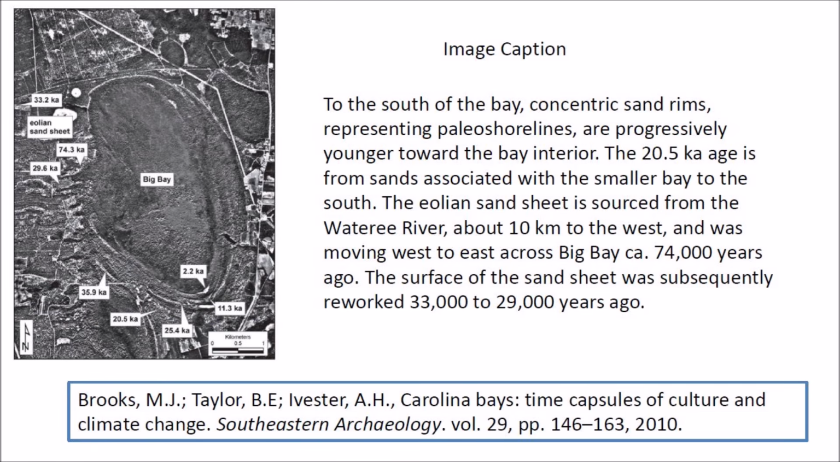The caption of the image of Big Bay says that to the south of the bay, concentric sand rims representing paleo shorelines are progressively younger toward the bay interior. The date of 20.5 thousand years ago is from sands associated with the smaller bay to the south. The Aeolian sand sheet is sourced from the Watery River about 10 kilometers to the west and was moving west to east across Big Bay approximately 74,000 years ago. The surface of the sand sheet was subsequently reworked 33,000 to 29,000 years ago.